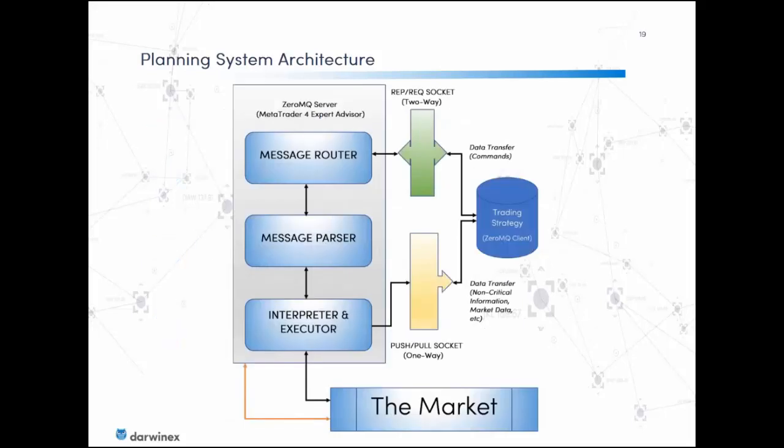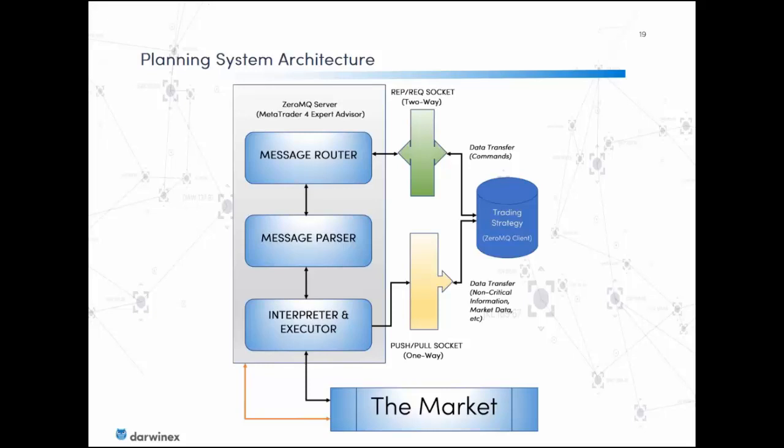Here's an infographic that we put together on what such a system would look like. On the right-hand side, you have your trading strategy, which in this example is a ZeroMQ client application. We have two types of sockets. The request-reply socket above, which is a two-way socket, which means you can send instructions to MetaTrader 4, the ZeroMQ server, and you can also accept responses from that server.